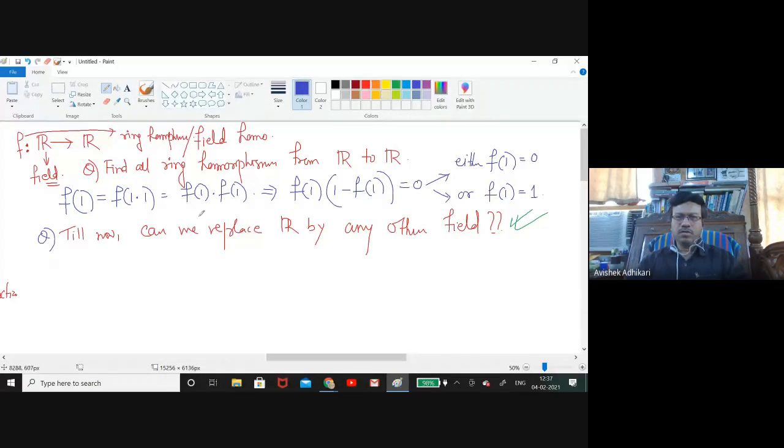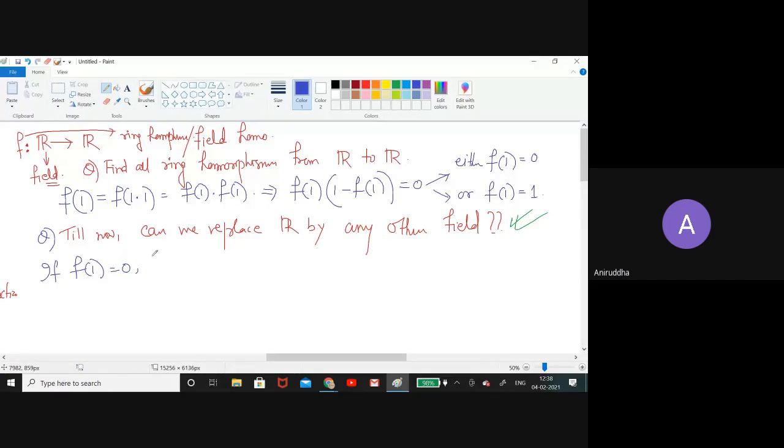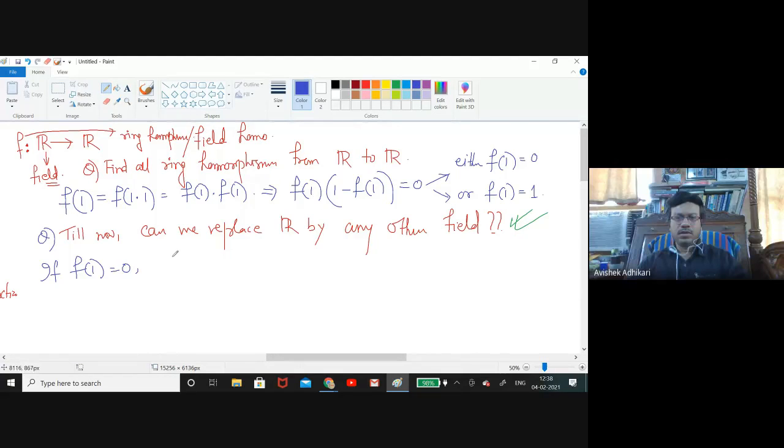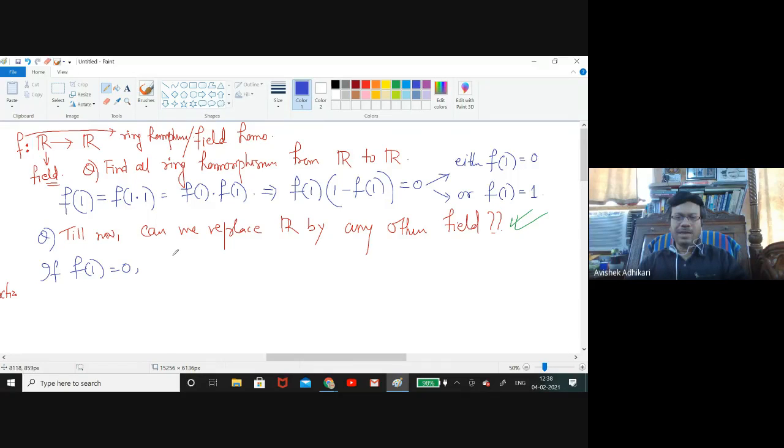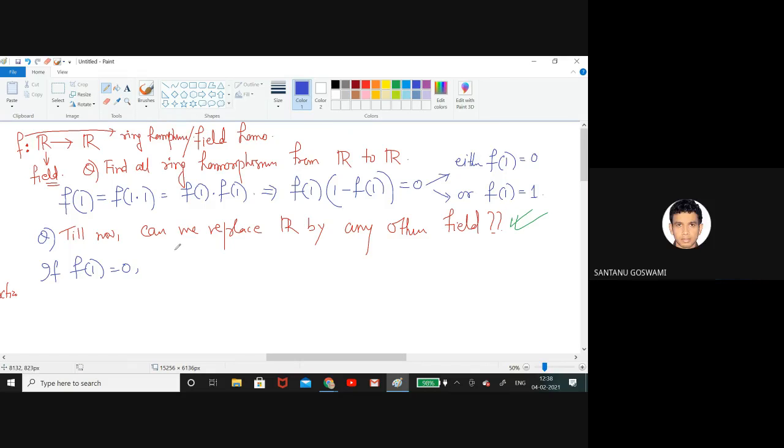Now, we had two choices. If f(1) equals 0, then what would be your conclusion? So then f maps all non-zero elements to 0. And what about the rationals? f maps all the rationals to 0. And what about irrationals? I can't tell from this f(1) equal to 0. I don't think for irrationals I can tell this.